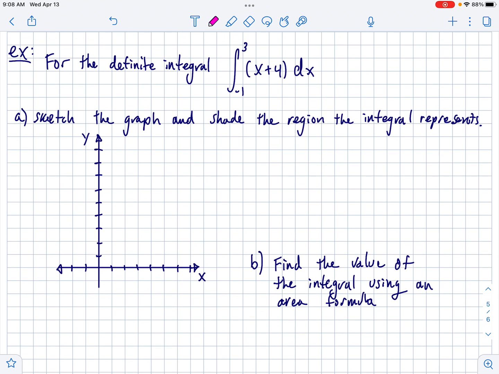Last one. For the definite integral from negative 1 to 3 of x plus 4 dx, sketch the graph and shade the region of the integral. First, we're integrating the function f of x equals x plus 4. If you feed in a negative 1, you get out a 3. So at negative 1, it goes up to 3. This is the point negative 1, 3. Then if you feed in a 3 to that function, you get out a 7. So that means 3, 1, 2, 3, 4, 5, 6, 7. So here is our definite integral, and we are going to shade underneath it.